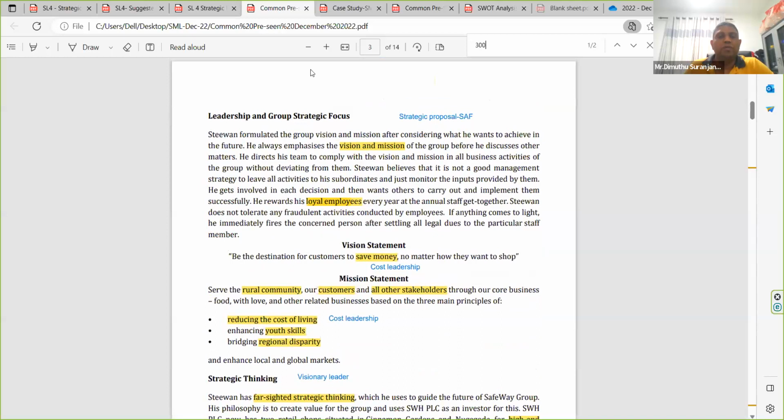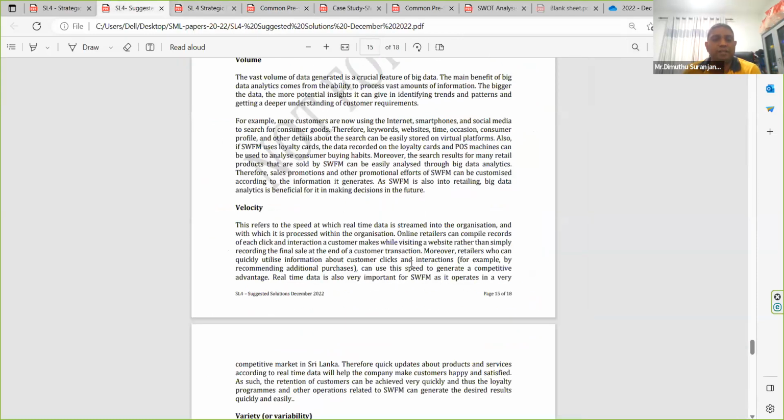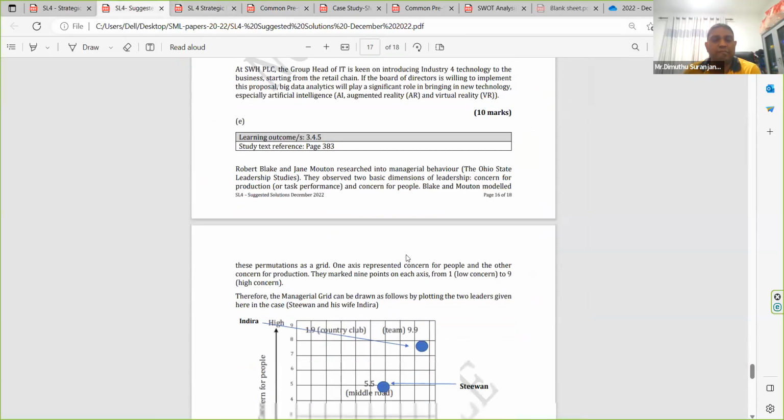Right? So what do you think when you look at the theory part? Maybe in between, no, the middle road. Is focusing on the task a little bit, at the same time focusing on the people also. Probably it is the middle road leadership style. Let's see what the examiner is saying.